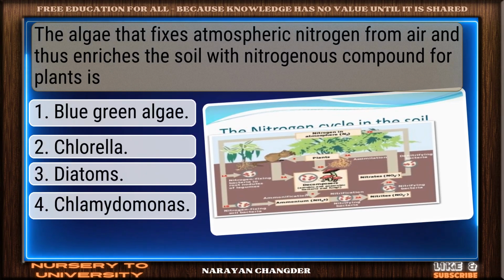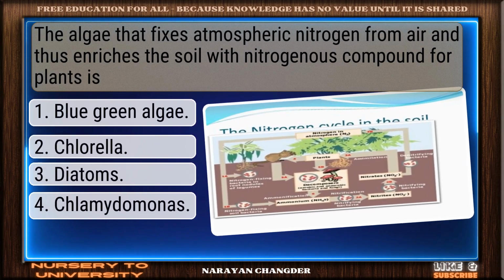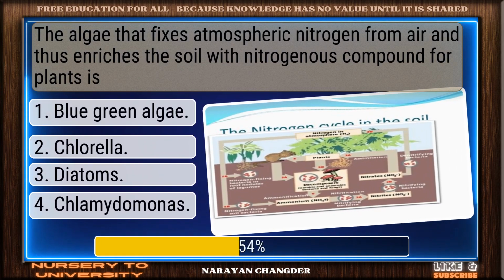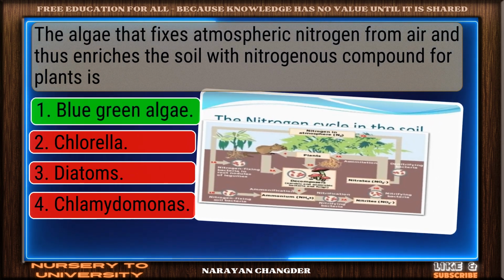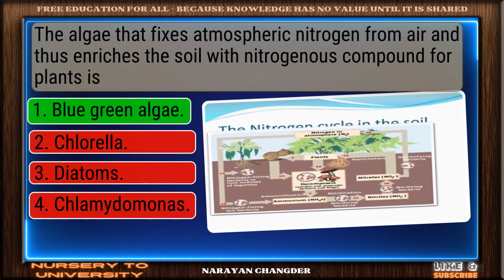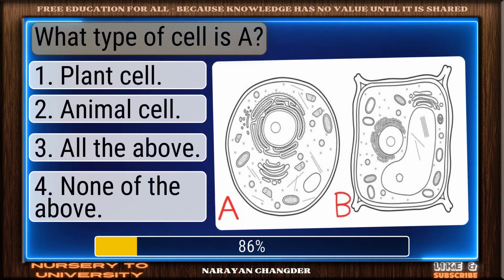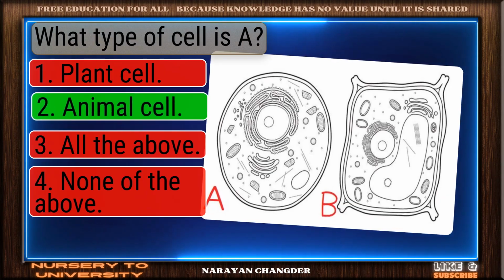The algae that fixes atmospheric nitrogen from air and thus enriches the soil with nitrogenous compounds for plants is. Great thinking. Blue-green algae is the right choice. What type of cell is this? You're right. Animal cell is the correct answer.